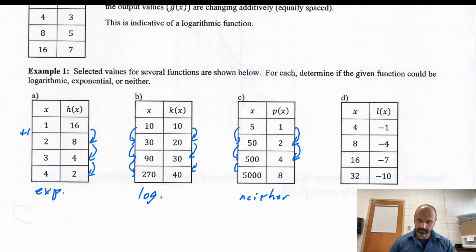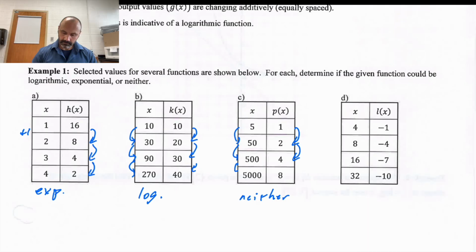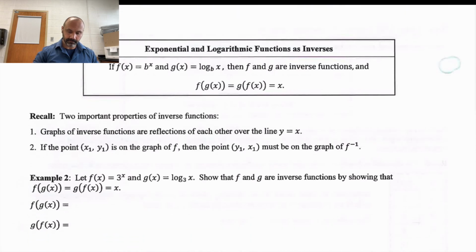For D, the inputs, what is this? Times 2, times 2, times 2. So this is multiplicative. And the outputs are just, we're subtracting 3 every time. So it's additive in nature. So this would also be logarithmic. That's it. That's all we're worrying about for now, is identifying it as logarithmic or exponential based on the patterns that we see for the input and the output.